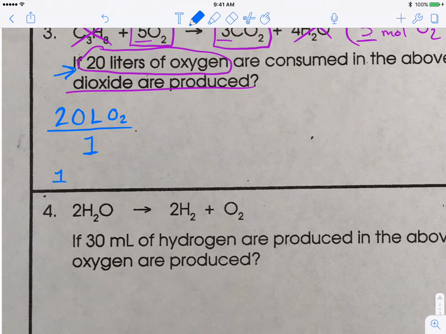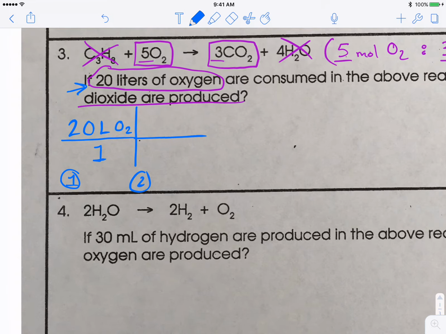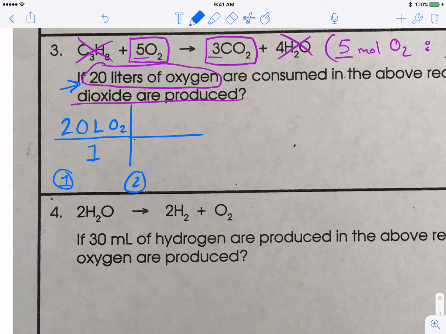That's step 1. Let's move on to step number 2. In step 2, we are going to convert liters to moles. So we're going to cancel out the liters of oxygen by putting that unit here, and we're going to convert to moles of oxygen. If you don't remember, the conversion is 22.4 liters for every mole. And now we can cross out our liters of O2.